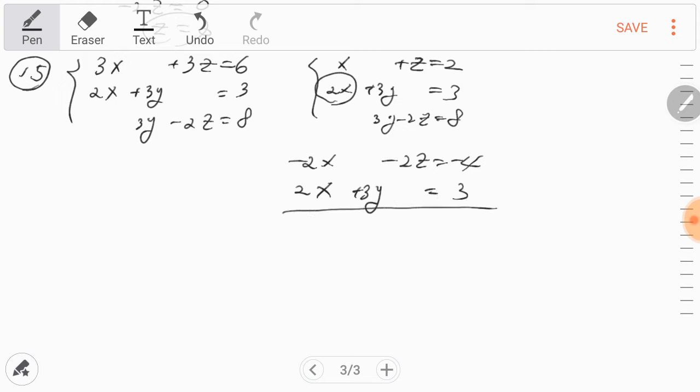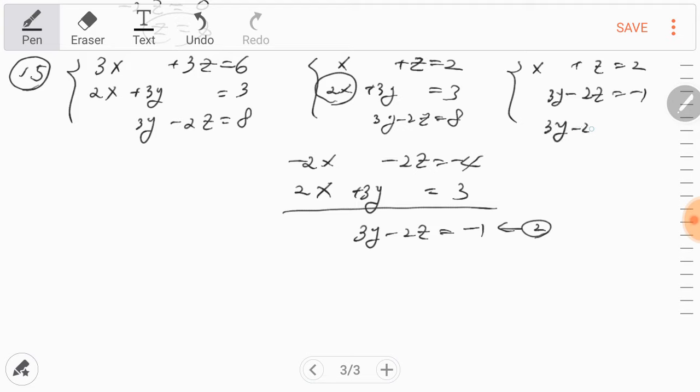Then this is equal to 3y minus 2z is equal to negative 1. So this is the second equation. The first equation is unchanged, and we are replacing the second equation with this result. So that will be 3y minus 2z is equal to negative 1, and the third equation is the same. From this, look at the second and third equations. Why don't we subtract the third equation from the second equation? Let me rewrite it here.